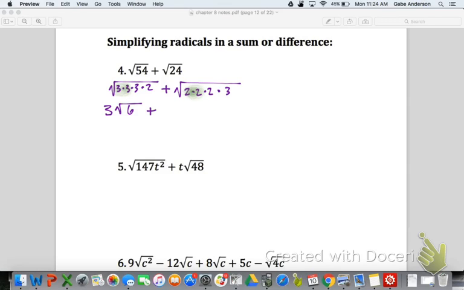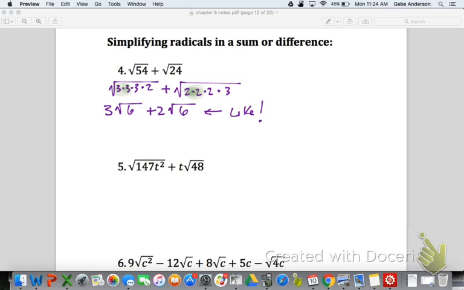So that would be plus 2 square root. And looky there, 2 times 3 is left over, 6. So this ends up being 3 root 6 plus 2 root 6. And now you look at this and you could, I think, rightfully say those are like terms. Those are like radicals. And so we actually can add them, even though at first it appeared we couldn't, we really can.